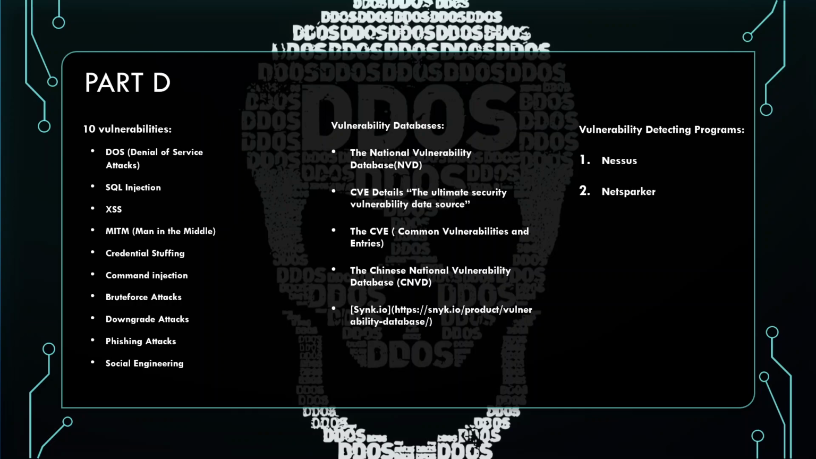Then I went deeper into vulnerabilities in databases, and I found four or five databases which could help us find these vulnerabilities. There was the National Vulnerability Database, NVD. Then we have CVE Details. Then we have the CVE, which is Common Vulnerabilities and Exposures, and the list goes on. To find these problems, there are more programs out there, basically vulnerability detection programs. I came across two of them, and I mentioned them as well, and I talk more about them in my report.